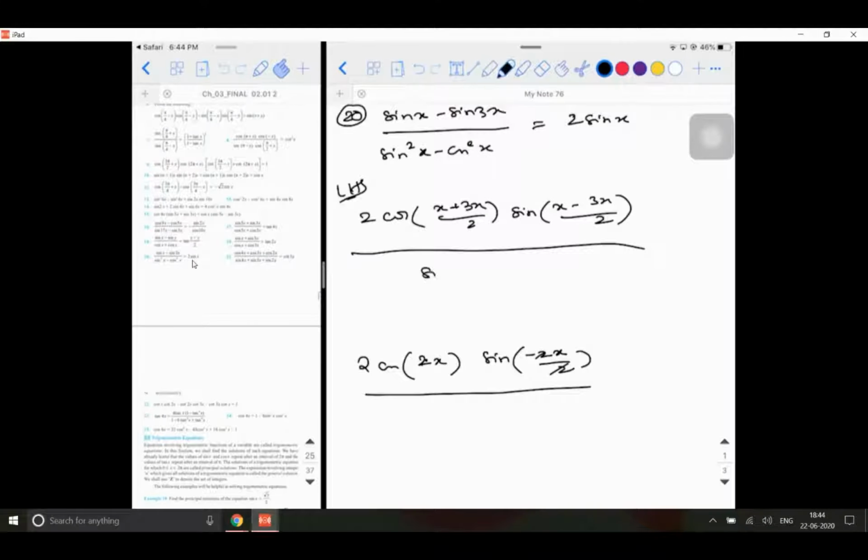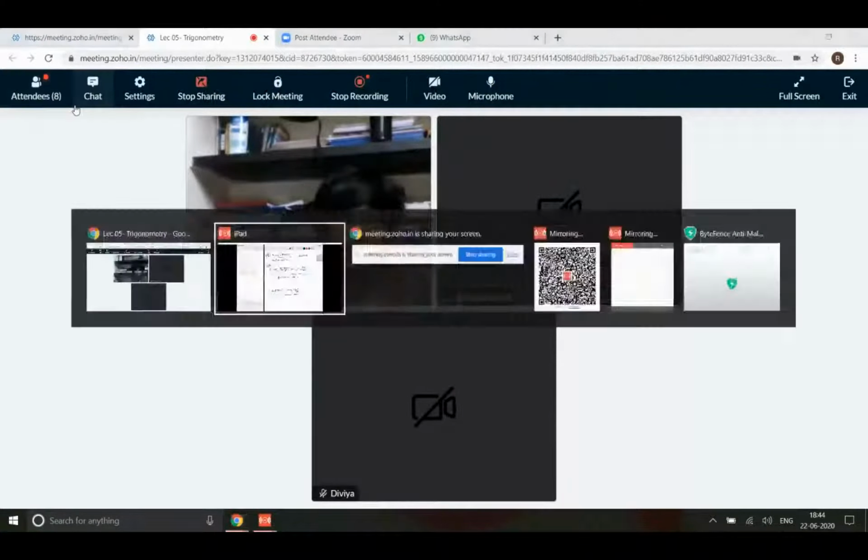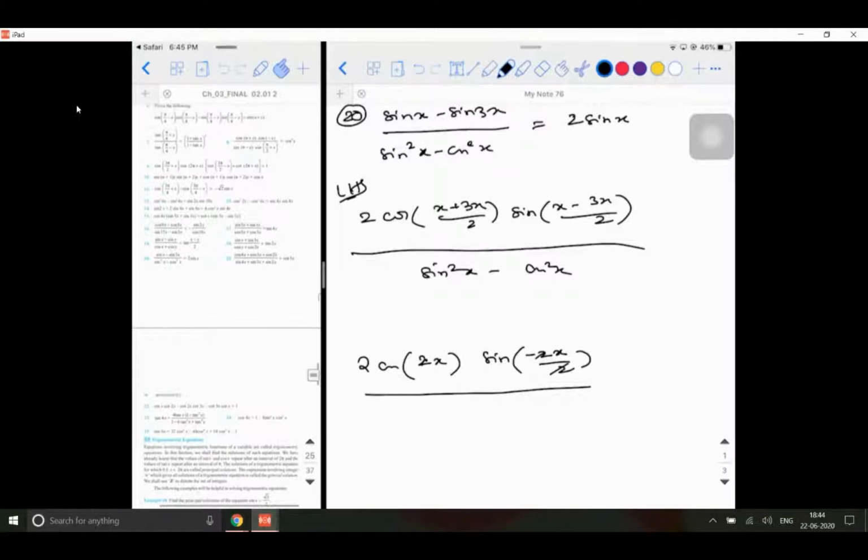So what is sin square x minus cos square x? Anybody? So there is a formula for cos square x minus sin square x, right? So what does cos square x minus sin square x stand for? Cos 2x, right? Similarly, sin square x minus cos square x will be minus cos 2x, because cos 2x is what? Cos square x minus sin square x. So this thing should be the negative of that value, right?